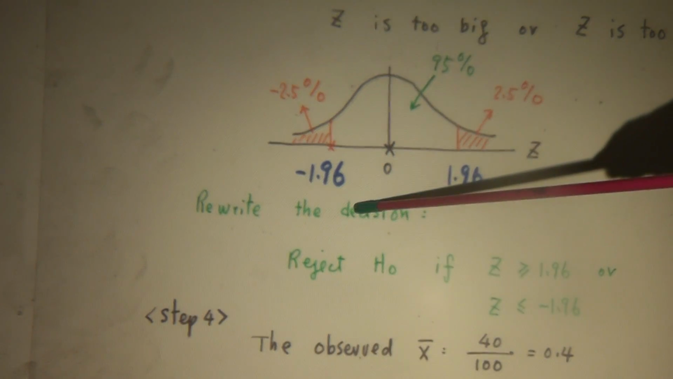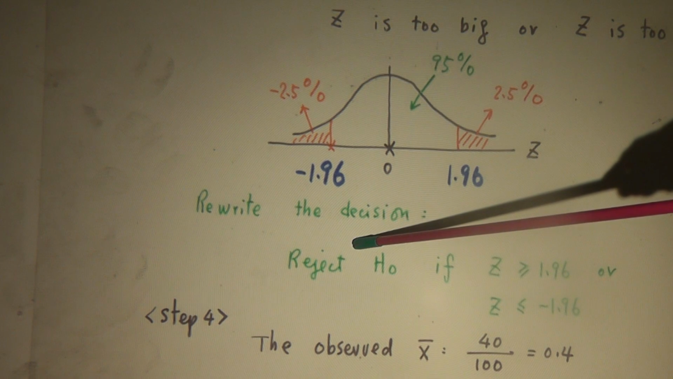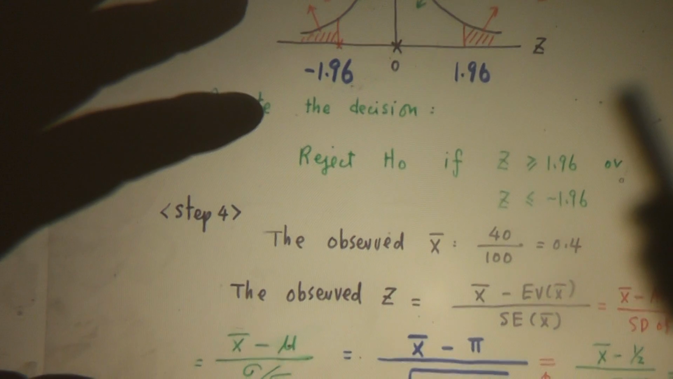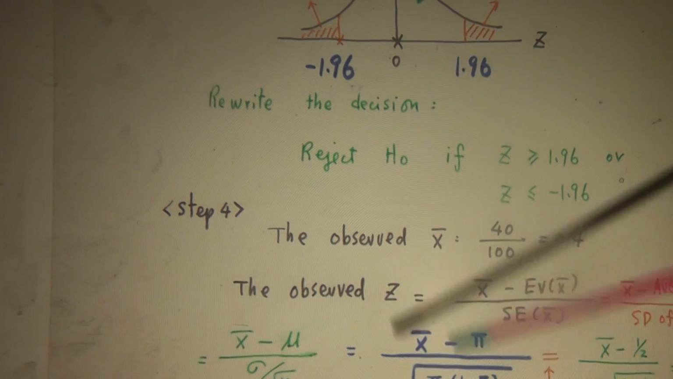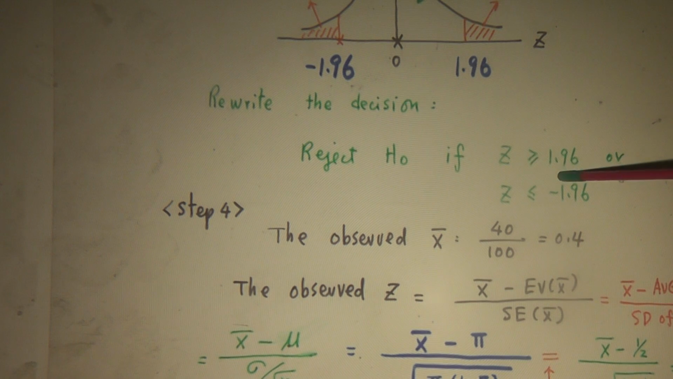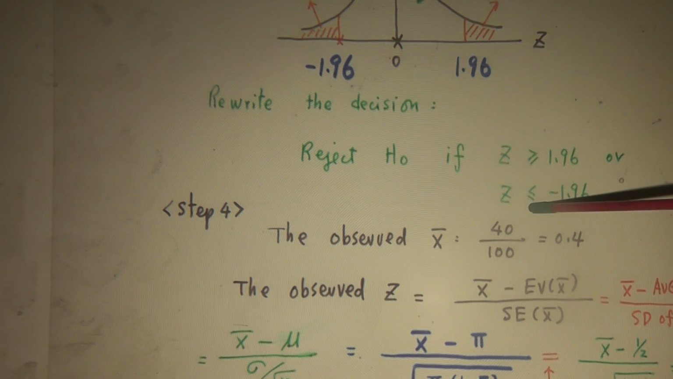So I'm going to rewrite the decision as: reject H0 if Z is too big, Z is greater than or equal to 1.96, or if the Z-score is too small, Z less than or equal to minus 1.96.